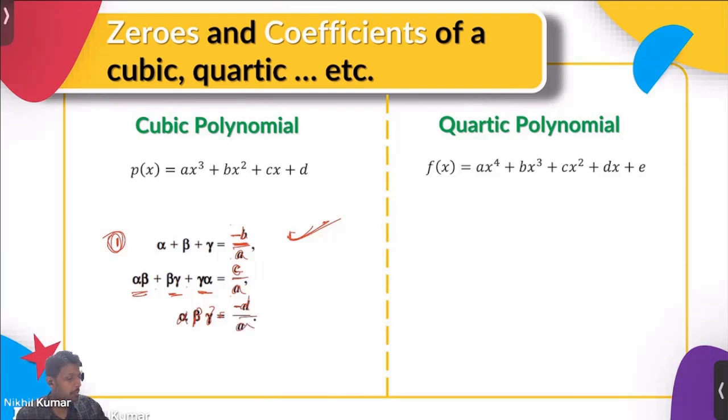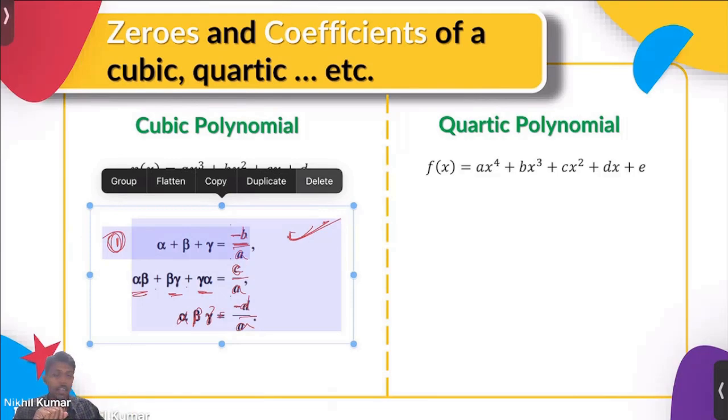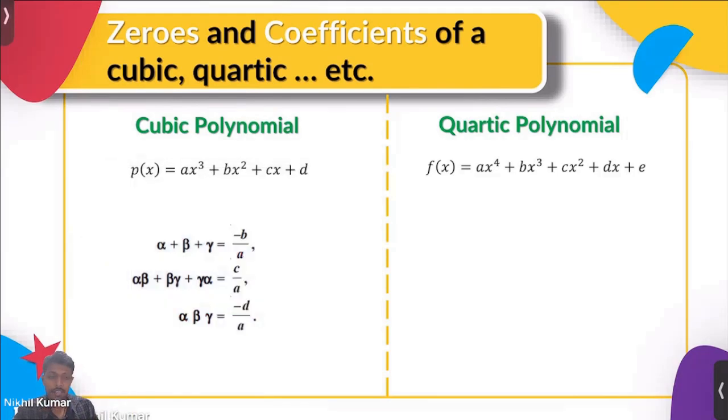What's happening here? I want you to notice a pattern. The pattern is that plus and minus signs are alternating. Can you verify that? Here we have a minus sign, then here we have a plus sign, then a minus sign. It's alternating. From this observation, we are going to write a similar relation for quartic polynomials also.